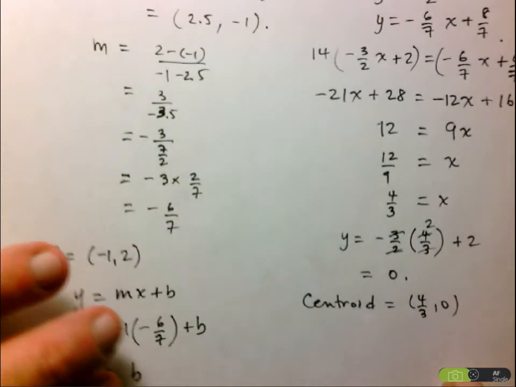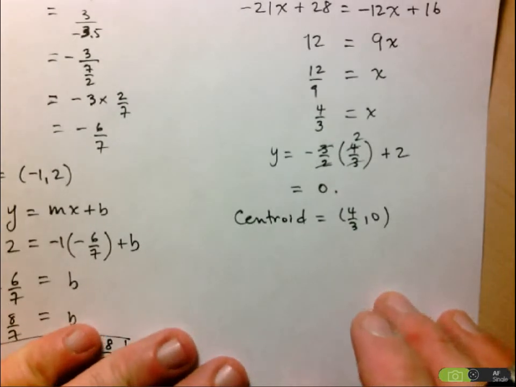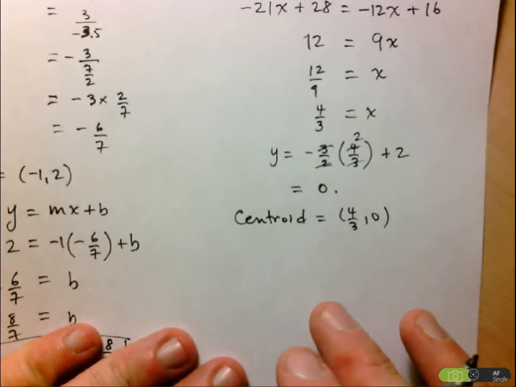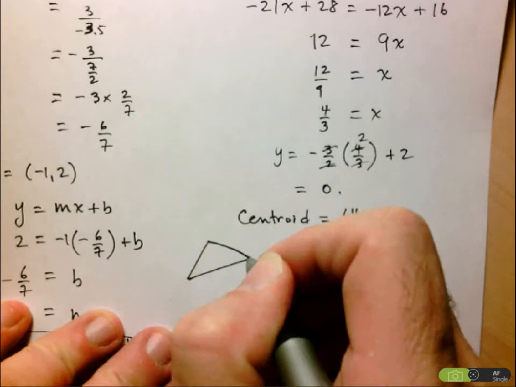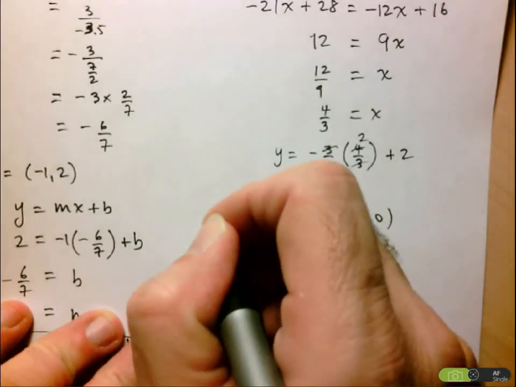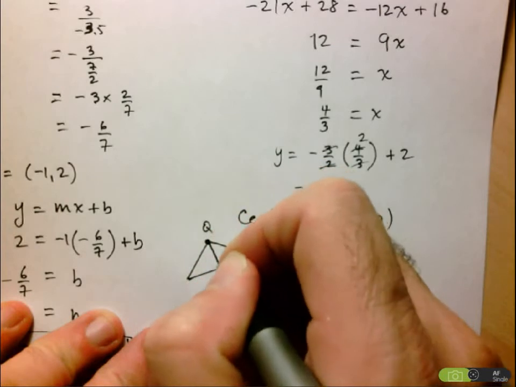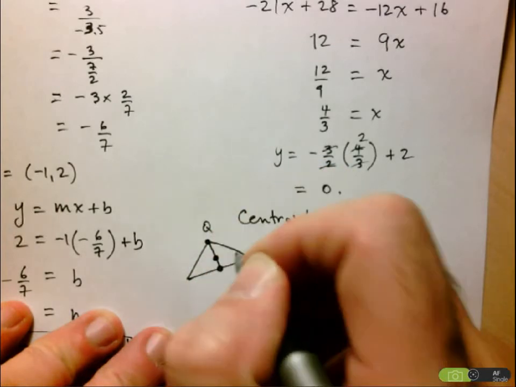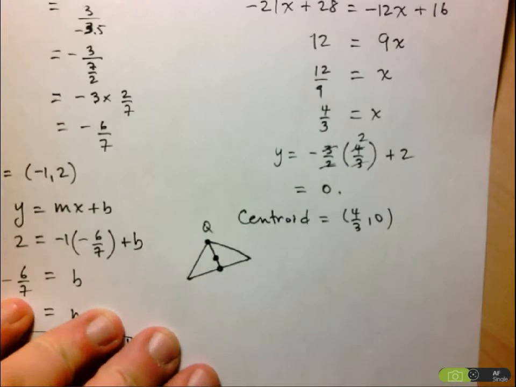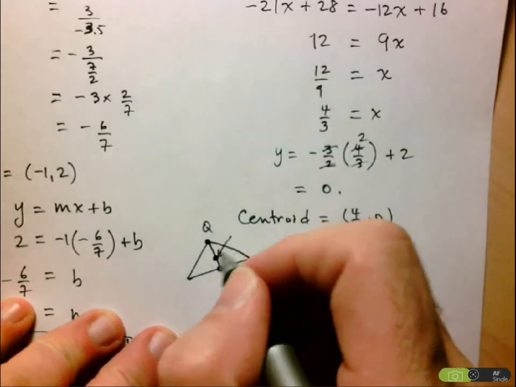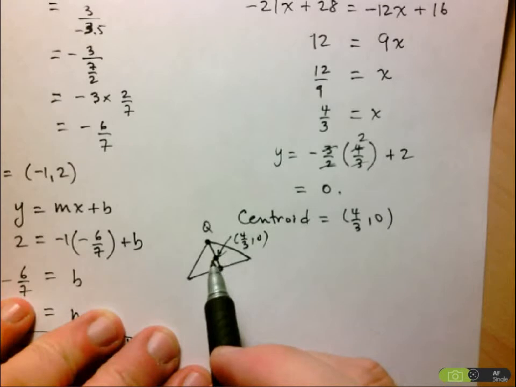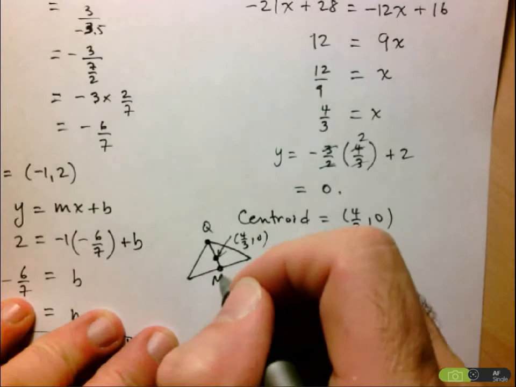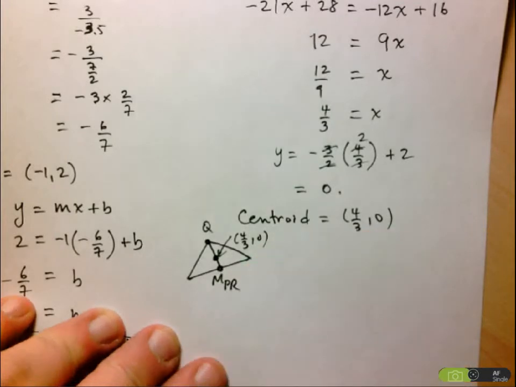Now what we have to show is that the centroid cuts a median in a ratio of 2 over 1. So here I'll pick one of these. Maybe I'll take the one that we called Q, to this median here, and we know the centroid is this point 4/3, 0. So I'm going to find the distance from the centroid to Q, and then the centroid to this midpoint.